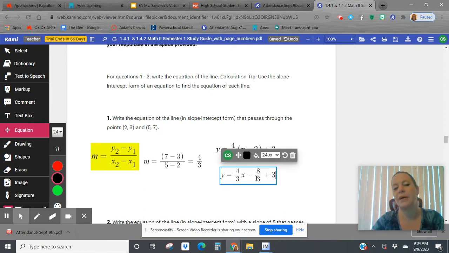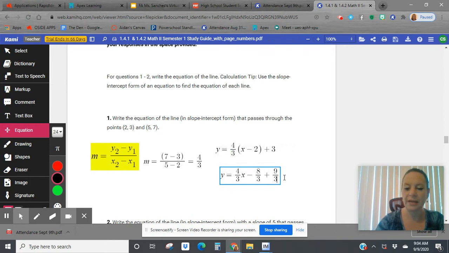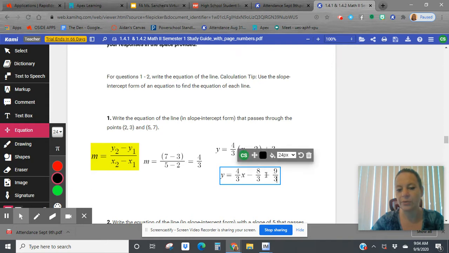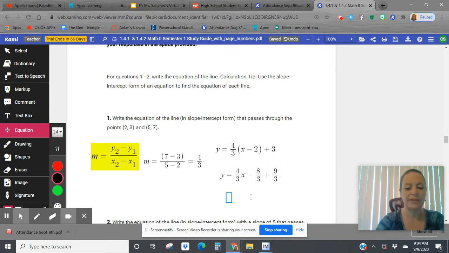In order to combine negative 8/3 and 3, I'd really like to make 3 into something thirds. So what if I made it 9/3? Doesn't that still equal 3? So negative 8/3 plus 9/3, my final answer is y equals 4/3 x plus 1/3. And there's my slope-intercept.